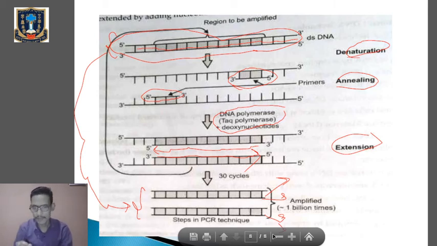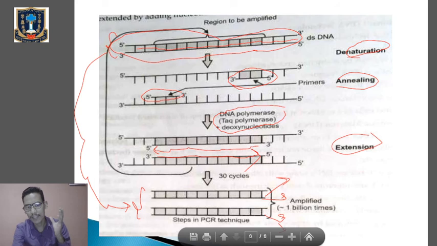1 billion times. Clear? So today we have mainly learned about the separation of DNA fragments by agarose gel electrophoresis. Then we learned about the cutting of DNA segments by the restriction endonuclease enzyme. Then finally we learned the process of PCR, polymerase chain reaction, developed by Kary Mullis, where the DNA having the gene of interest can be amplified up to 1 billion times.